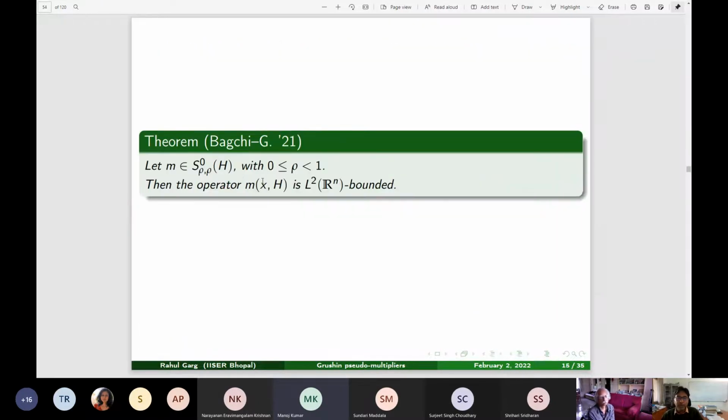And what we could prove was, as in the Calderon-Vaillancourt original result on Rn, the full version: you give S0 rho, allow rho to start from 0, including 0, but you cannot go to rho equal to 1. S011 is a prohibited class, and you could get that the operator is L2 bounded. So this is the full result for Hermite pseudo-multipliers.